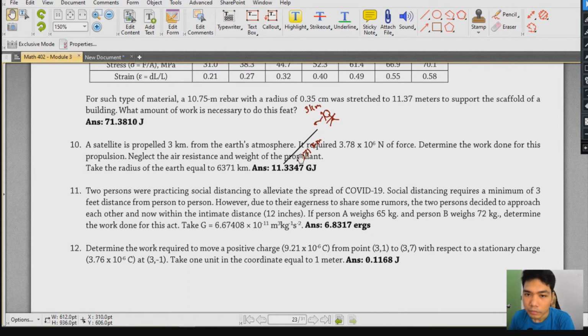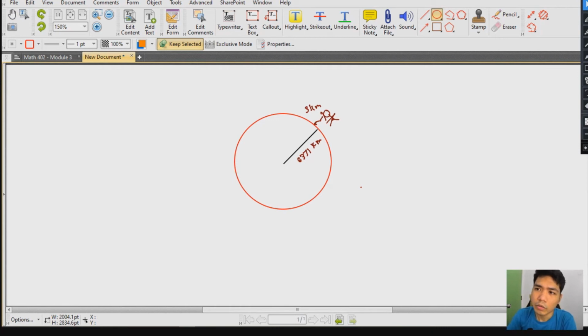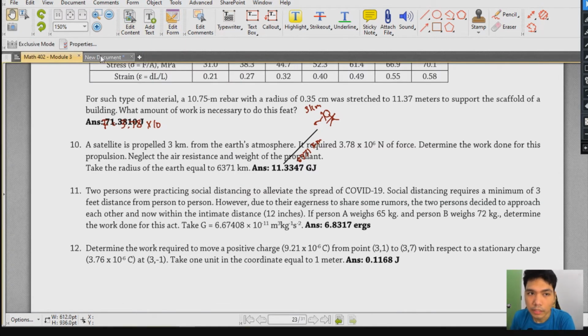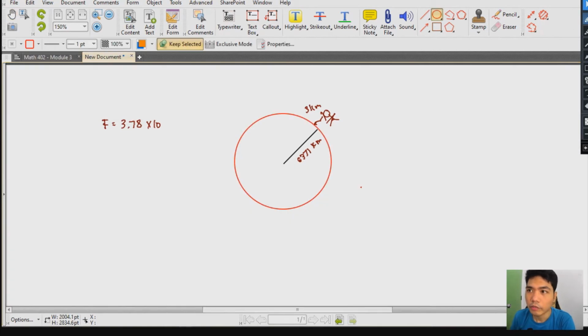It says here, it required 3.78 times 10 to the 6 Newton of force to propel you. So, we have the force equal to 3.78 times 10 to the 6. Okay. We also have to neglect our air resistance. If this is the force being used, remember the force can be related in terms of G, M1, M2, and we have R squared, or the distance between these two bodies.